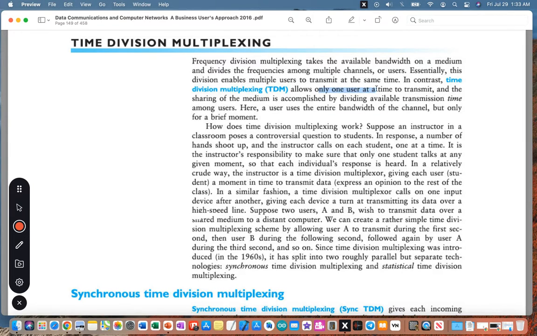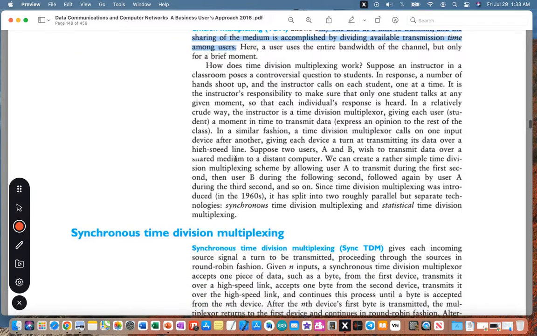And now we have TDM, time division multiplexing, which allows only one user at a time to transmit, and the sharing of a medium is accomplished by dividing available transmission time among users. So they share time in time division multiplexing, and they share frequencies when they use FDM, frequency division multiplexing. Now, TDM is the most recent, the most modern.